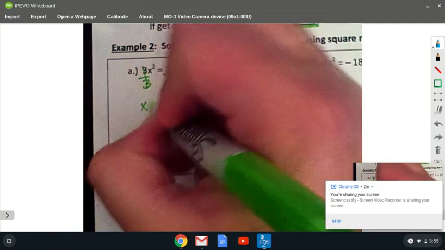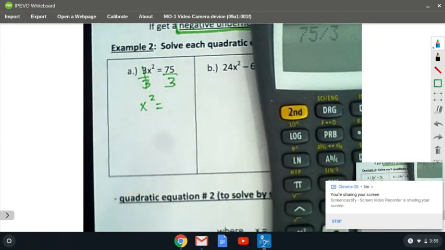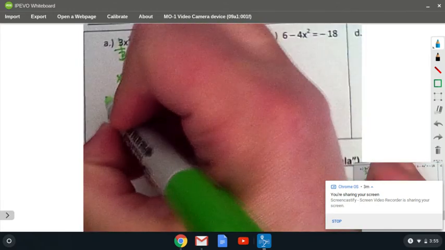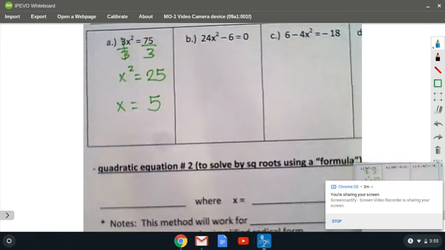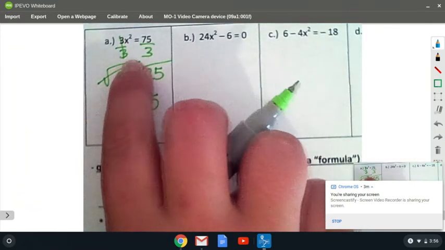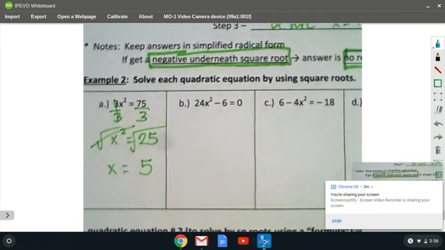Okay, so now I have x squared equals, and I do 75 divided by 3 in my calculator, that's 25. Next step is to take the square root of both sides. So the square root of 25 is 5. If I take the square root of both sides, the x squared and the square root cancel. I'm left with the square root of 25, which is 5.